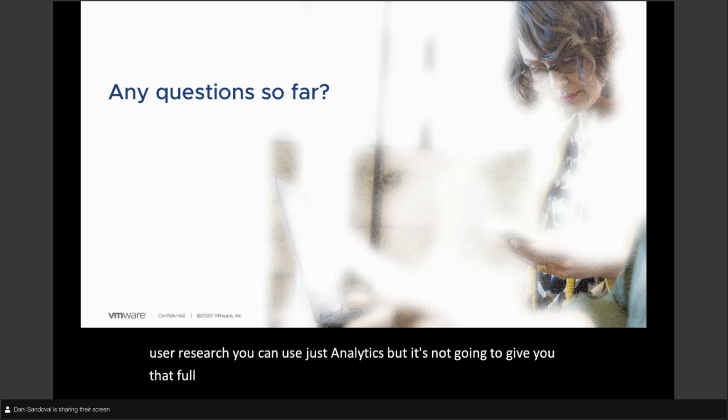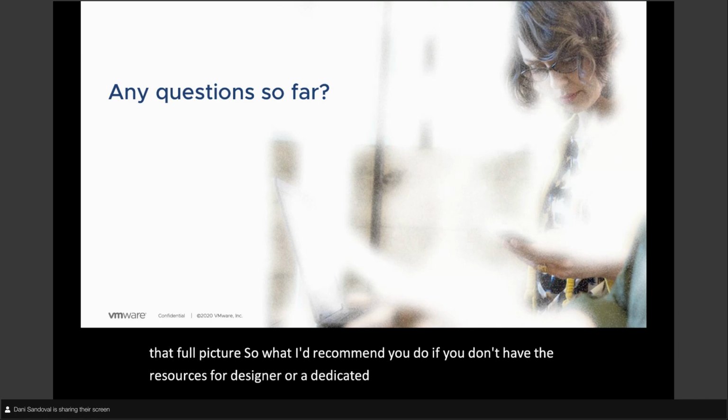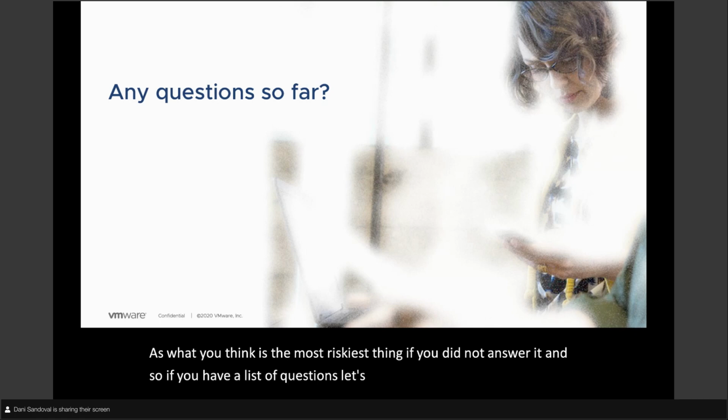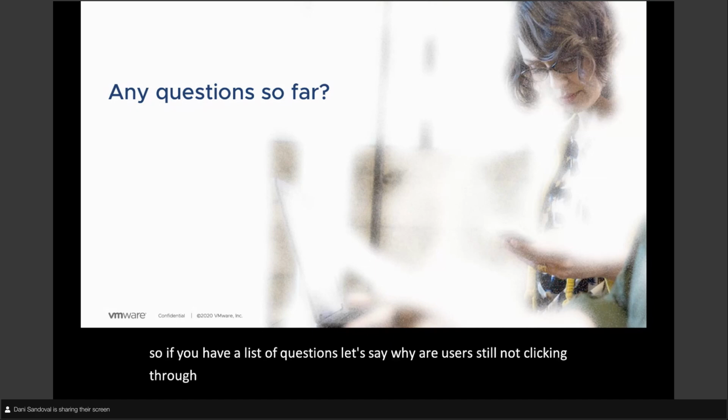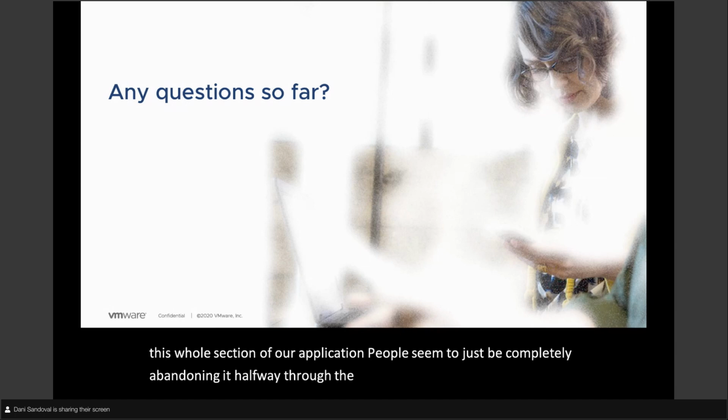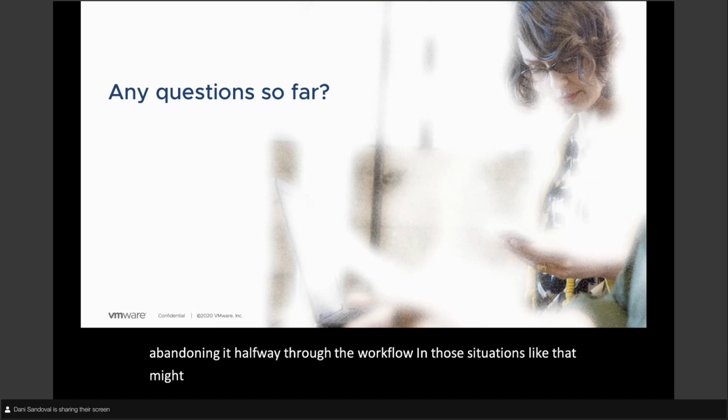And so what I'd recommend you do, if you don't have the resources for a designer or a dedicated researcher, is to take the time to make a list of questions and then prioritize them by what you think is the riskiest thing if you did not answer it. So if you have a list of questions, let's say, why are users still not clicking through to this particular part of our application, or what's the deal with this whole section of our application? People seem to just be completely abandoning it halfway through the workflow. In those situations, that might be a pretty risky set of questions that you should get answered first.